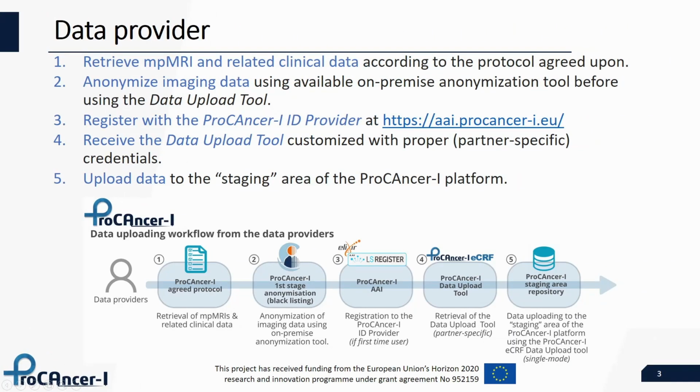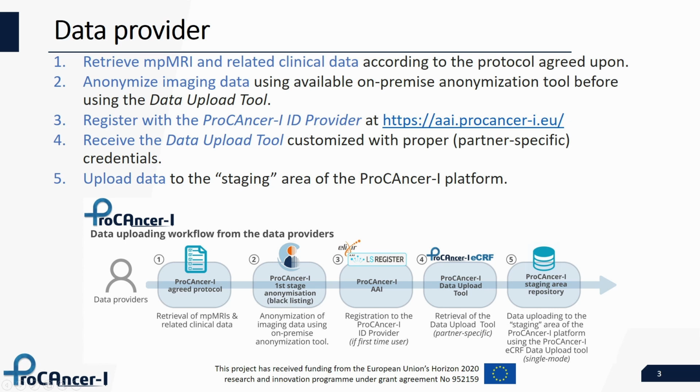First, we will focus on the data provider user role and demonstrate all the steps that need to be executed in order to upload data into the platform. The initial step is to collect the multiparametric MRIs and related clinical data according to the protocol agreed upon. Then, the data provider should perform the first level of anonymization with a software tool of his preference and save the anonymized imaging data on the local hospital premises.